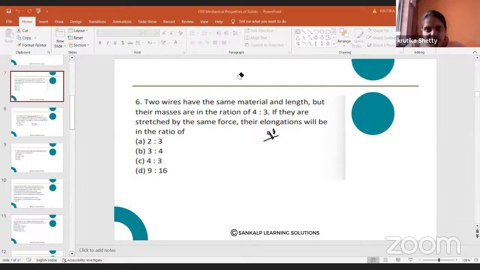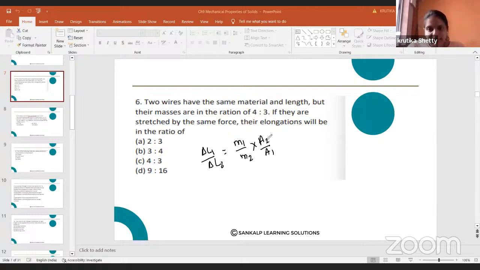So if you require, we will see a little: delta L1 upon delta L2 is equal to m1 upon m2, right? The mass, Young's modulus are the same, the g value all cancels when we take the ratio, but we are left with A2 by A1, right? So here if you substitute, it becomes 4/3, that is 3/4.